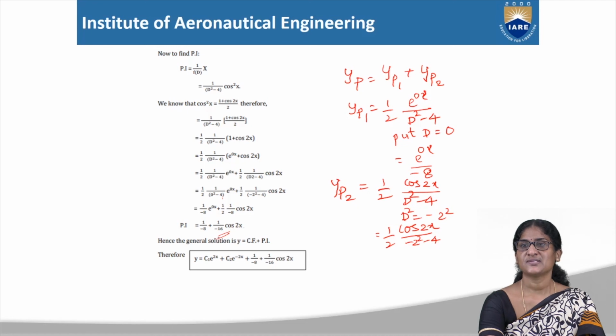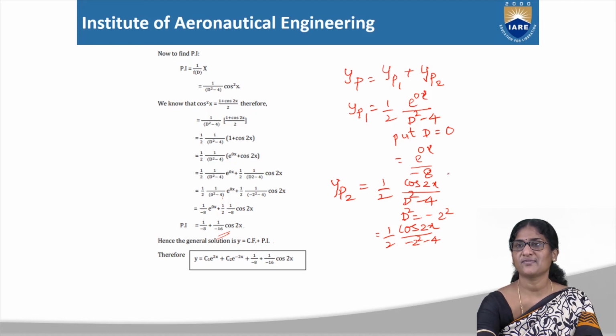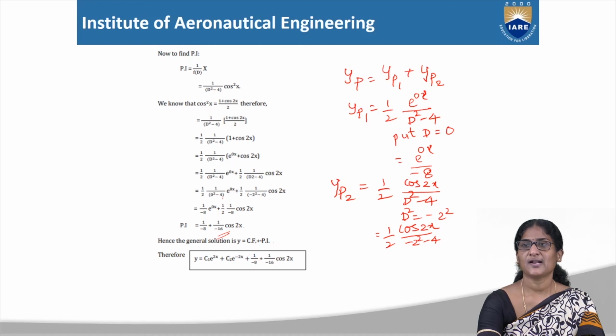So hence the general solution is given by y of x is equal to complementary function plus particular integral. The complementary function is c1 e power 2x plus c2 e power minus 2x plus 1 by 8, which is the value we got for yp1, and plus 1 by minus 16, which we got for yp2, times cos 2x.